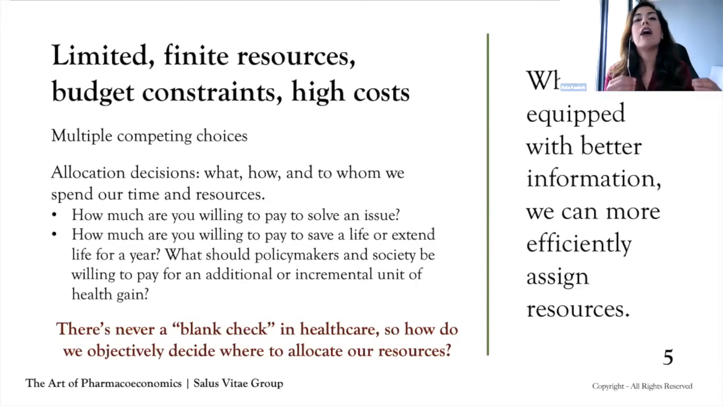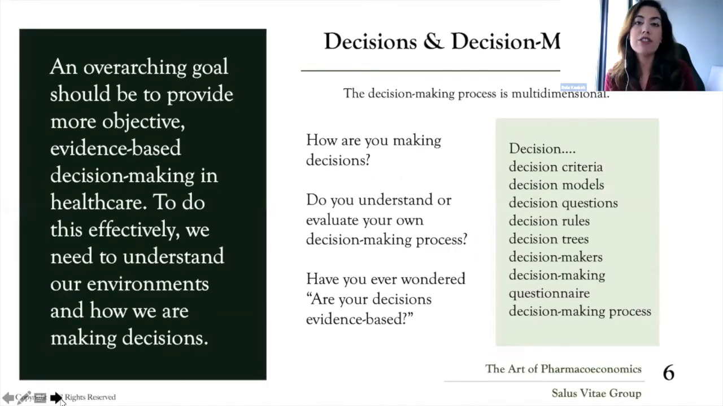So how do we objectively decide where to allocate our resources? It is a common question we face every single day across disciplines, and specifically in healthcare, where so much of the focus is on improving health outcomes. But we know that when we're equipped with better information, we can more efficiently assign these resources, which gets us to the topic of decision-making in general and looking at our own decisions. Now, an overarching goal should be to provide more objective, evidence-based decision-making in healthcare. And to do that effectively, we need to understand our environments and how we make decisions.